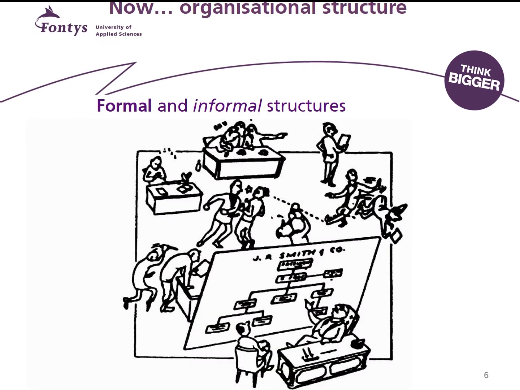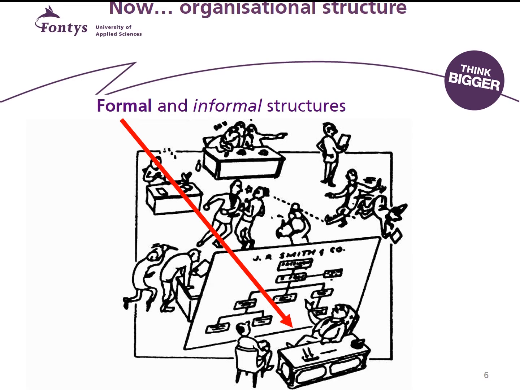Okay, now we are going to talk about organizational structure, chapter 9 again. There is formal structure. Normally, when we talk about structure, we talk about the formal structure. You can see there in front of this picture, a nice org chart. But you can imagine that behind this picture there's the reality and the informal structures, which are often a different world.